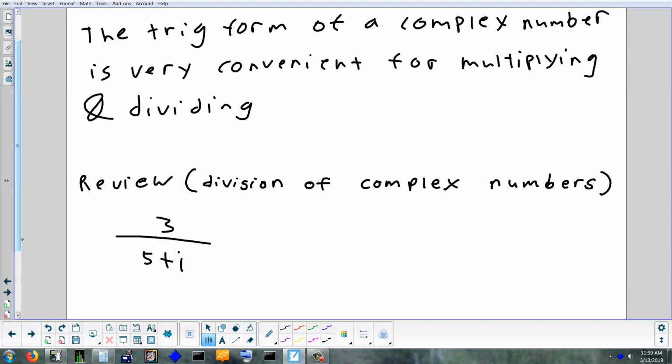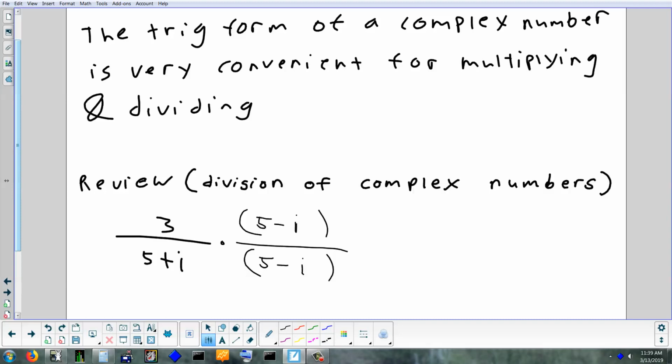Now, I'm going to review very quickly how you would have to divide these complex numbers if we were doing it the old way. The old way, I would have a problem like this. Now, in order to do this out, I would have to multiply top and bottom by, does anyone remember? It begins with a C. The conjugate. The conjugate of 5 plus i is 5 minus i. So that's the first thing. You got to remember to multiply by the conjugate.